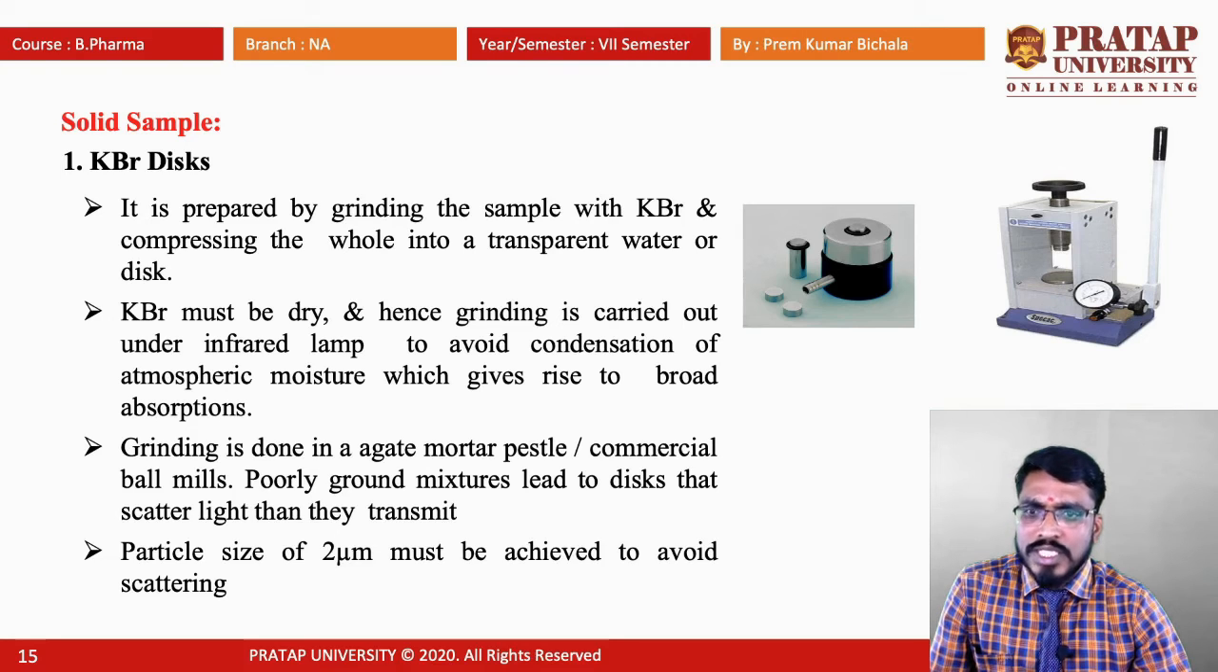KBr, potassium bromide, must be dried, hence grinding is carried out under an infrared lamp to avoid condensation of atmospheric moisture, which gives rise to broad absorptions. Grinding is done in an agate mortar and pestle or commercially in ball mills. Poorly ground mixtures lead to discs that scatter more light than they transmit. A particle size of 2 micrometers must be achieved to avoid scattering. So by using this method, we get thin discs of potassium bromide along with the sample.